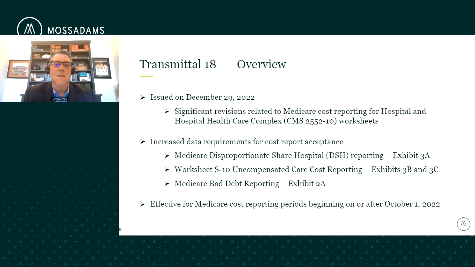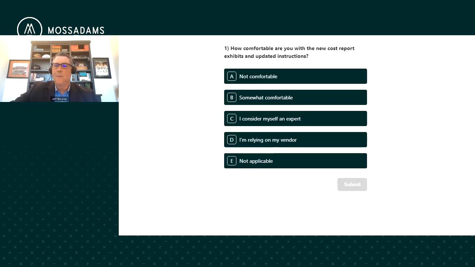Among other things, some of the biggest significant changes here are the increase in the data reporting requirements related to Medicare DSH, several versions of Worksheet S10, which we'll talk through, and then Medicare bad debt. Before we jump into the meat of this, I think we'll tee up the first polling question. So Amy, will you take this?